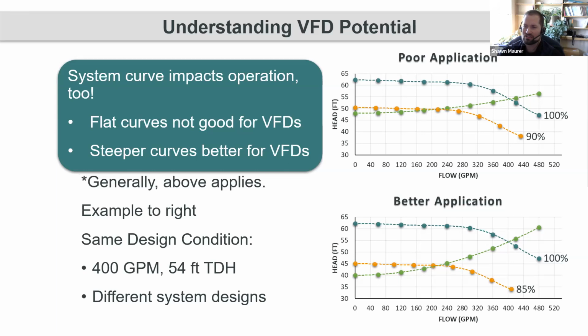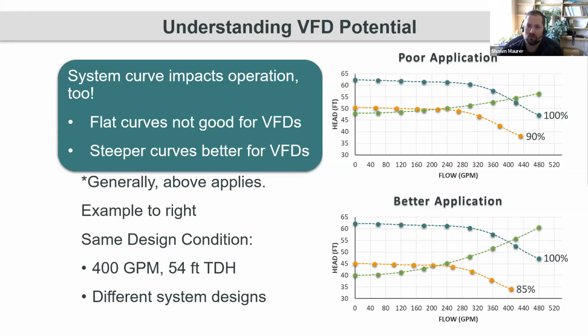Where the bottom application, you've got slightly lower static pressure, so a slightly shallower well, surface water body, something like that, with a longer pipe run. So that system curve is a little steeper. So you've got more ability to slow down your motor. You've got more savings potential in this situation.